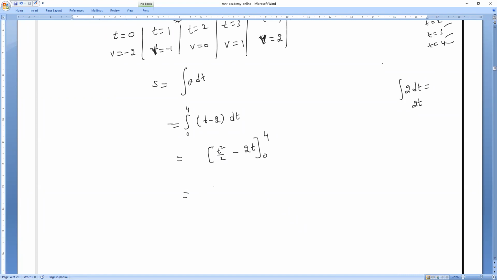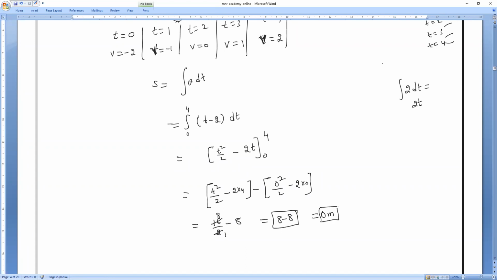Make it fast, everybody. So t equals 4 first: 4 square by 2 minus 2 into 4, minus the same expression at 0: 0 square by 2 minus 2 into 0. That equals 16 by 2 minus 2 into 4, which is 8 minus 8. So 8 minus 8 is 0. So now we got 0.